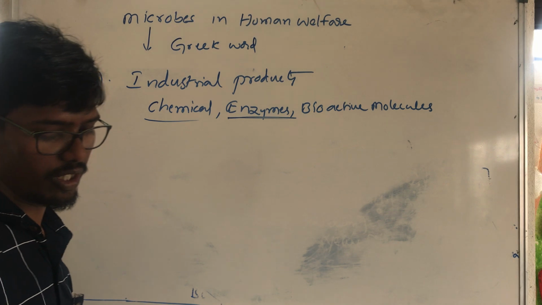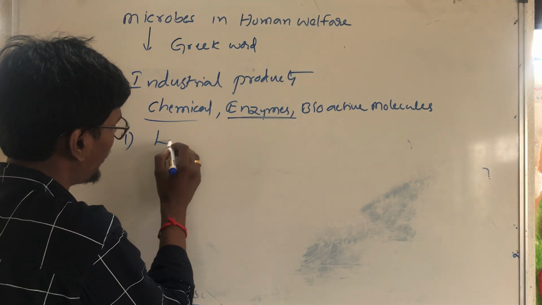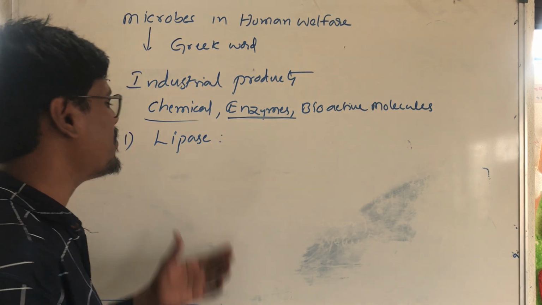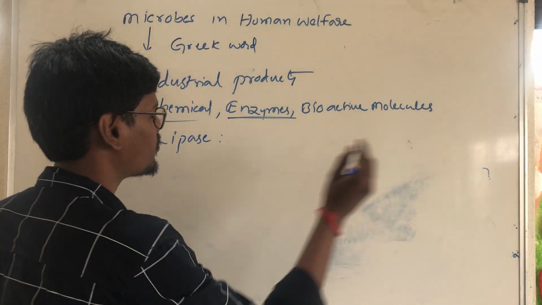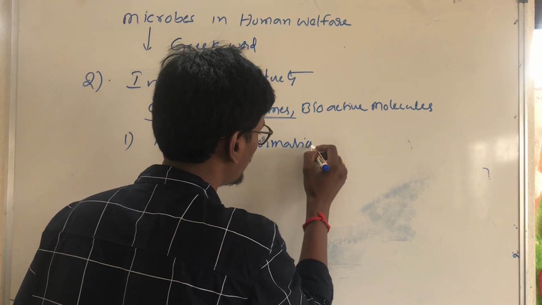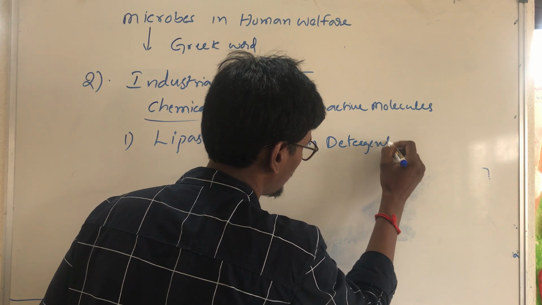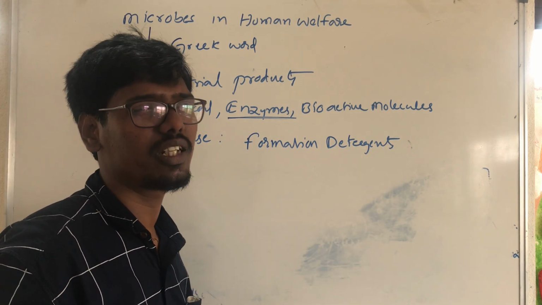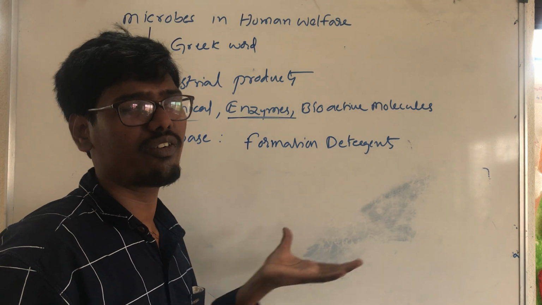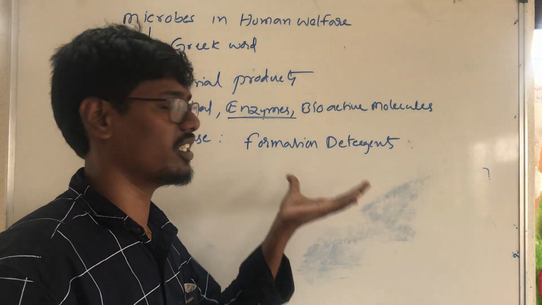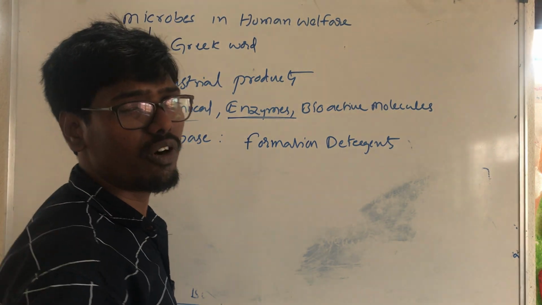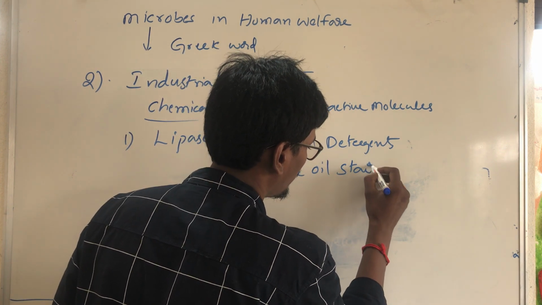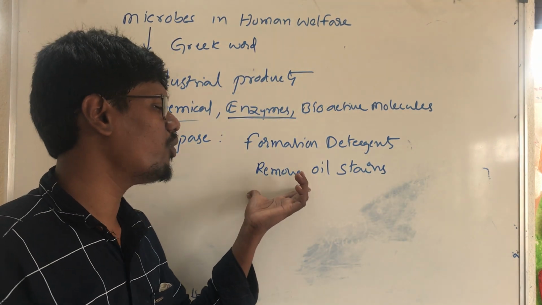The first enzyme is lipase. The lipase is used in the formation of detergents, like different types of detergents such as Ring and Surf Excel. It is also used for removing oil stains.